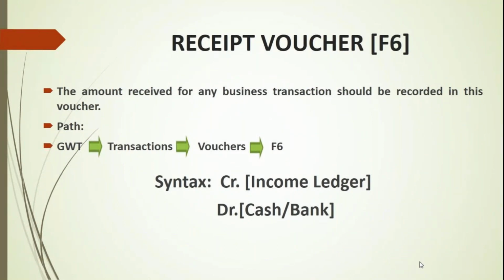The credit part is the source of income. The nature of the income or the nature of the source has to be recorded in the credit part, whereas on the debit side, how am I receiving the income? Is it by cash, or through the bank? That source has to be accounted for.